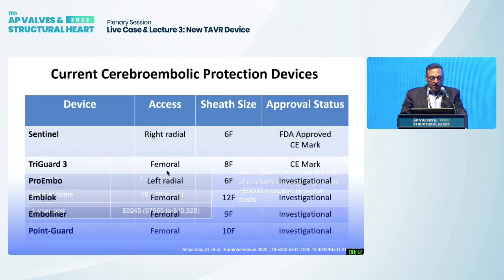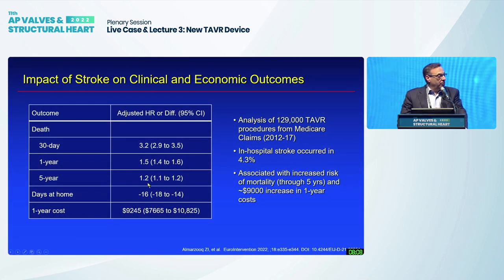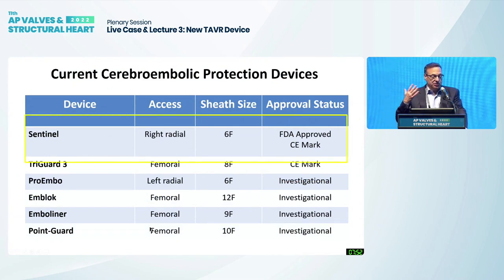And you can see here, in particular, that there is still an increased risk of mortality at 1 year and at 5 years. And the excess cost of these TAVR-related strokes is about $9,000 per patient. So this is both a clinically and economically serious matter. And so that really leads us to thinking about cerebral embolic protection devices.